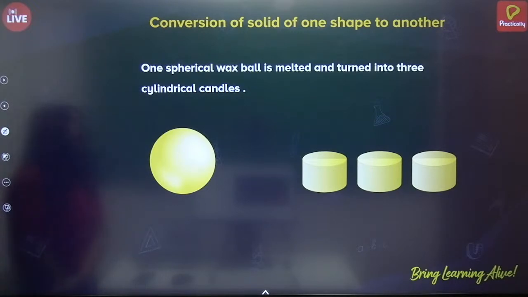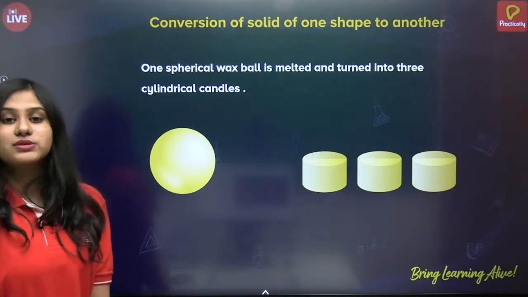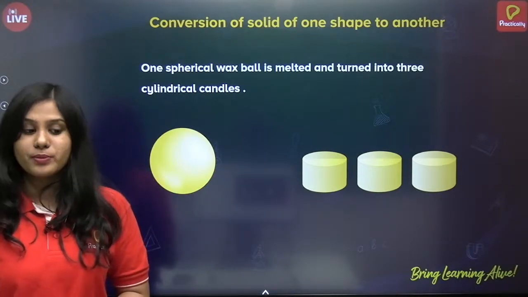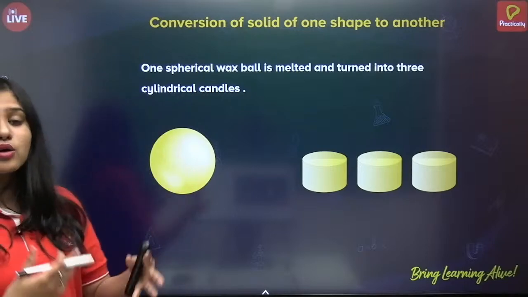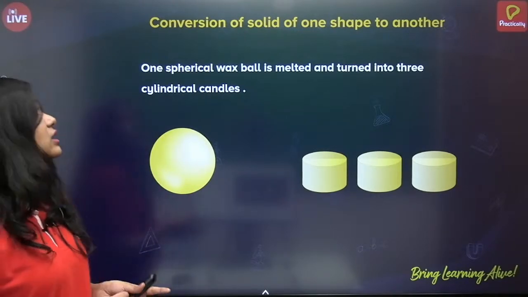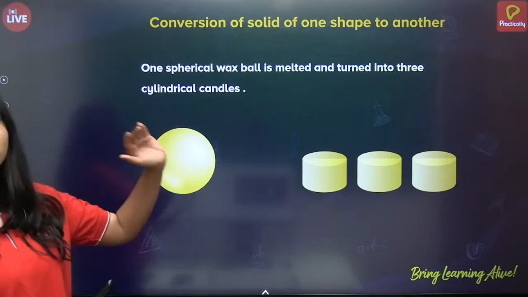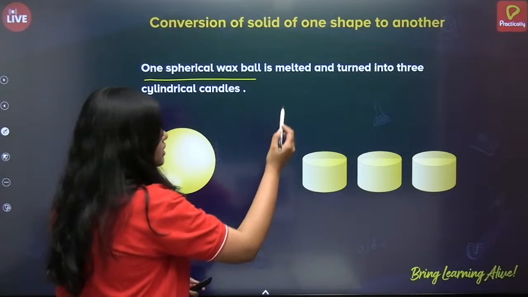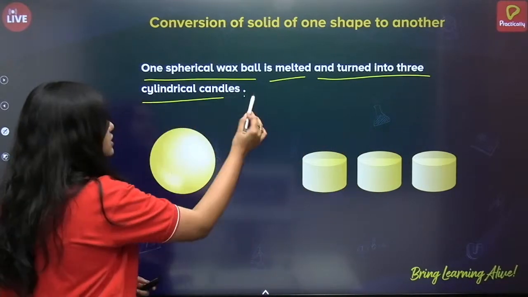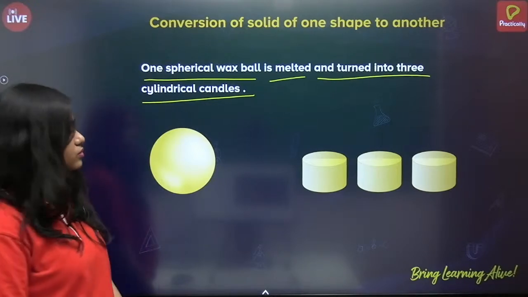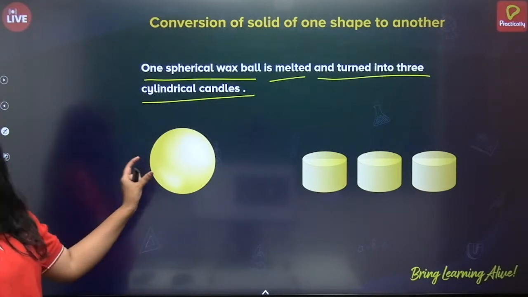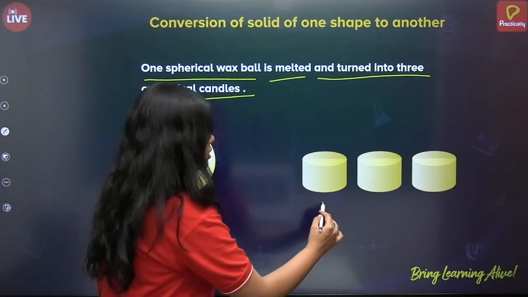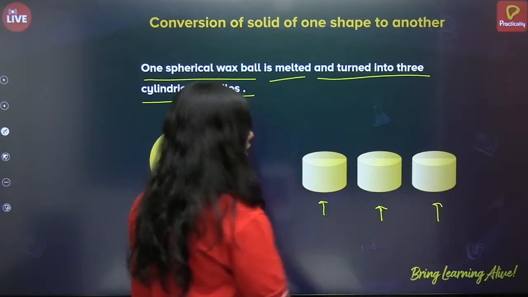Conversion of solid of one shape to another. So we have seen volume of combined solid or combination of solids and surface area of combination of solids. Now let us see how to find when one solid is converted to another shape. So here one spherical wax ball is melted and turned into 3 cylindrical candles, right? This is melted, okay? And it is converted into 3 cylindrical candles.